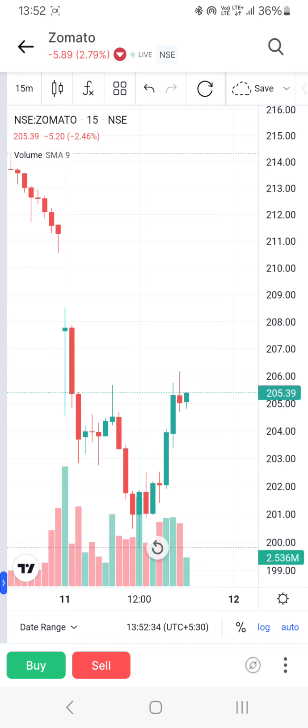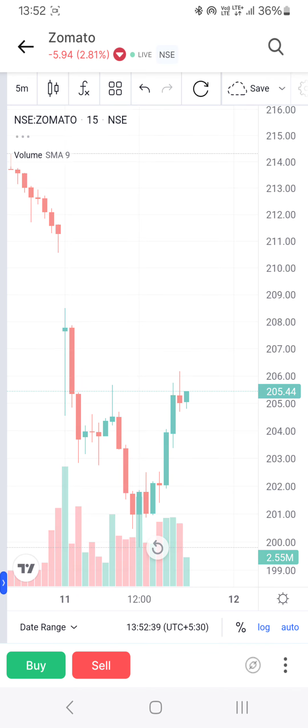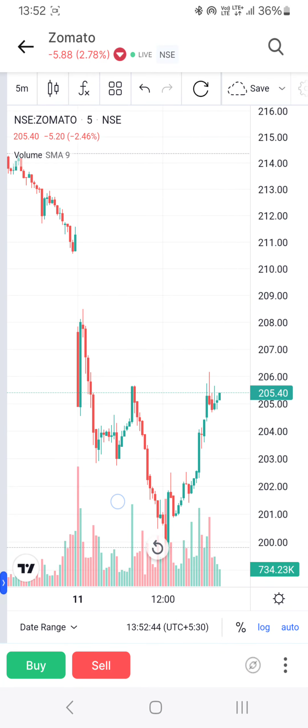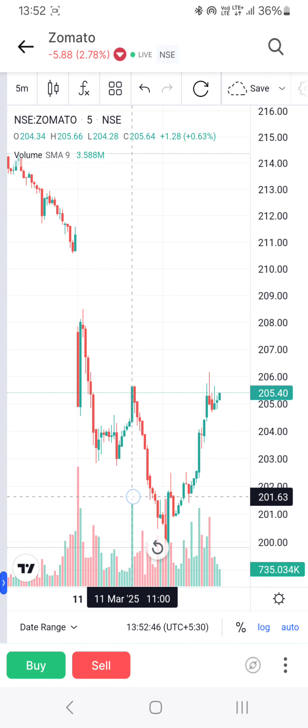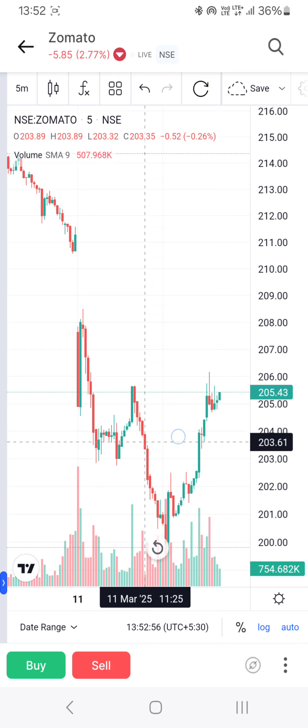This is the Zomato chart. It is a 15 minute time frame. Let's first change it to a 5 minute time frame so that we can see my entry and exit timings. Where was my entry? 11:27. That comes out to be this one. Yes, it may be around price 204. After I took the trade, you can see it went down up to 200.